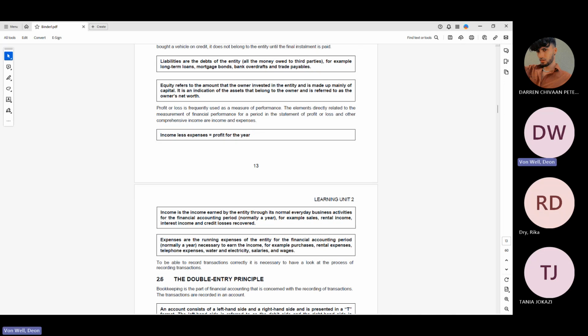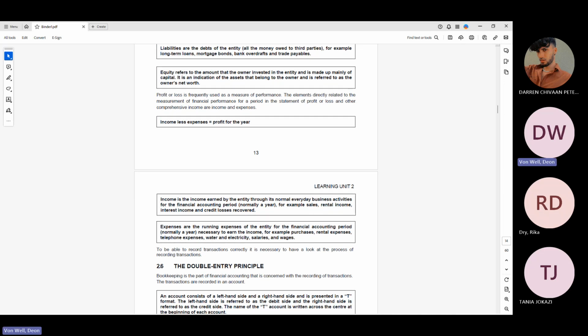So here's just a quick definition. Income is the income earned by the entity through its normal everyday business activities for the financial accounting period. For example, sales, rental income, interest income, and credit losses recovered. So when you work through your learning unit 2, look at all these examples that they give you. These are things that you can remember. So if you see in a question, sales, oh yeah, it's income. Rental income, oh yeah, it's income. Luckily, rental income tells you it's income.